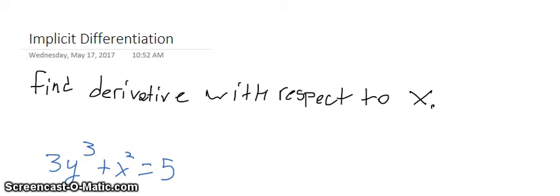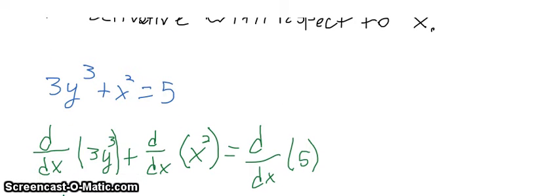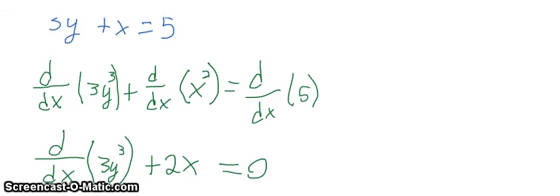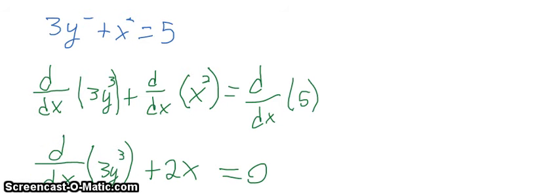3y cubed plus x squared equals 5. So now we start by taking the derivative with respect to x of everything. So you get d/dx of 3y cubed plus d/dx of x squared equals d/dx of 5. So now you can break this down to get d/dx of 3y cubed plus the derivative of x squared, which is 2x, equals the derivative of 5, which is 0.